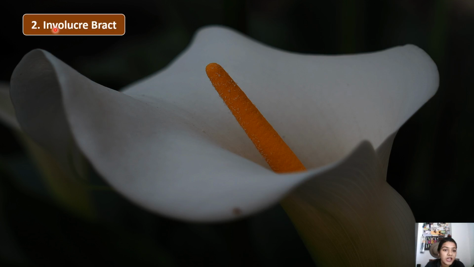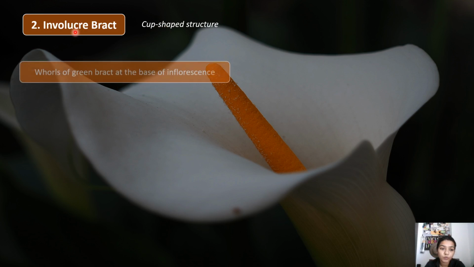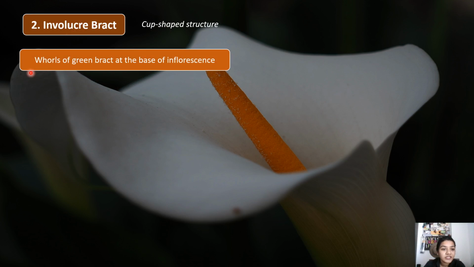Now we move towards the understanding of involucre bract, right? So involucre bracts are usually cup shaped structures. तो ब्रैक्ट ऐसा होता है कि फ्लावर के चारों साइड प्रेजेंट होता है और एक कप शेप स्ट्रक्चर बनाता है, इसलिए इसको इनवॉल्यूकर ब्रैक्ट बोलते हैं, राइट? सो दीज आर ब्रैक्ट्स that are whorls of green bract, right? So green bracts ही होते हैं but whorls में present होते हैं.